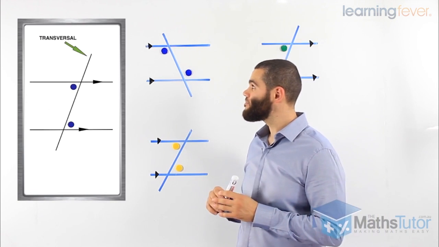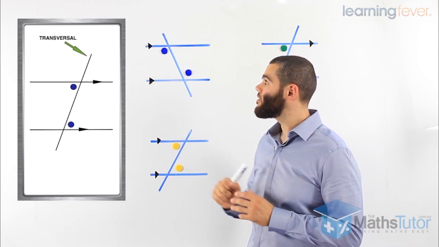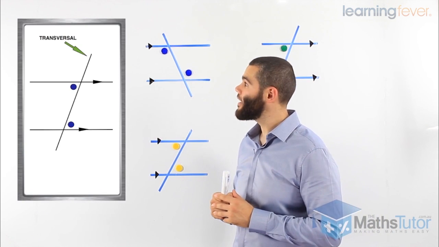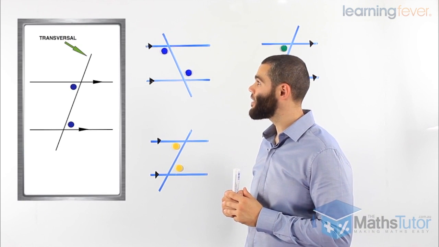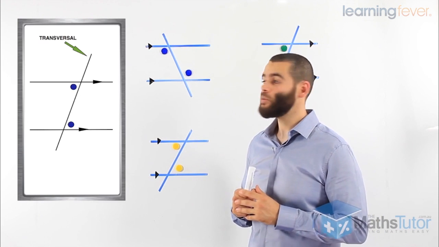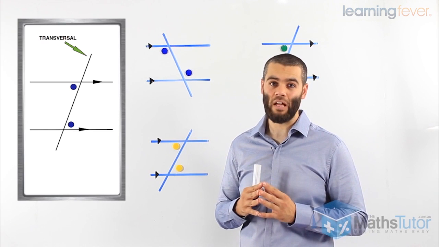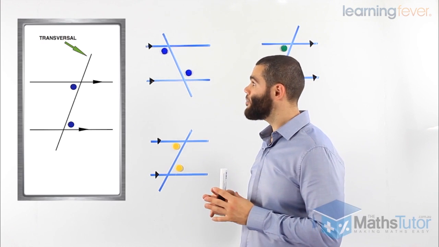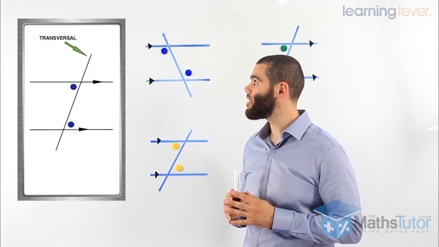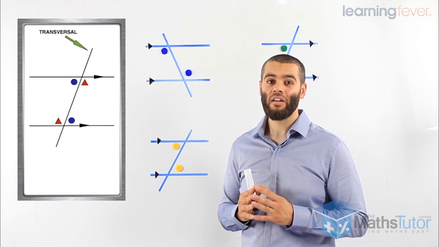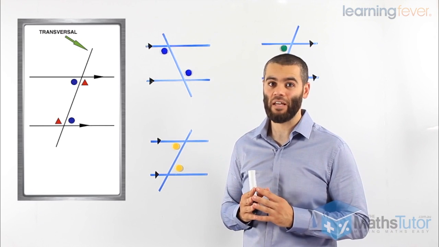Looking at this diagram, we can see that the parallel lines have been crossed by a transversal, and the transversal has created several angles, which means some of them have a special relationship, and one of those relationships we call the alternate angles. In blue, we can see one pair of alternate angles, and in red, we can also see another pair of alternate angles.